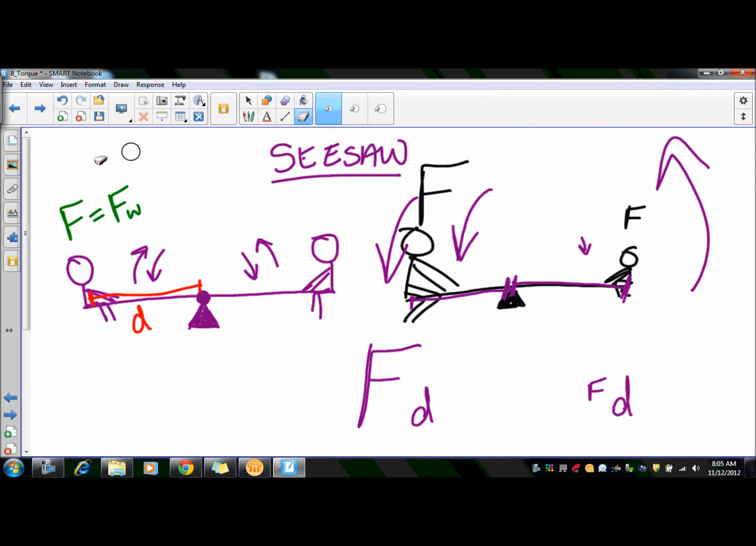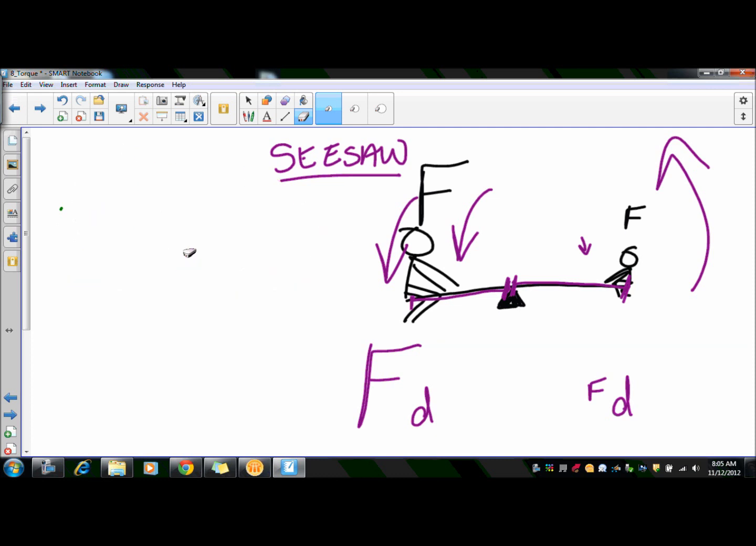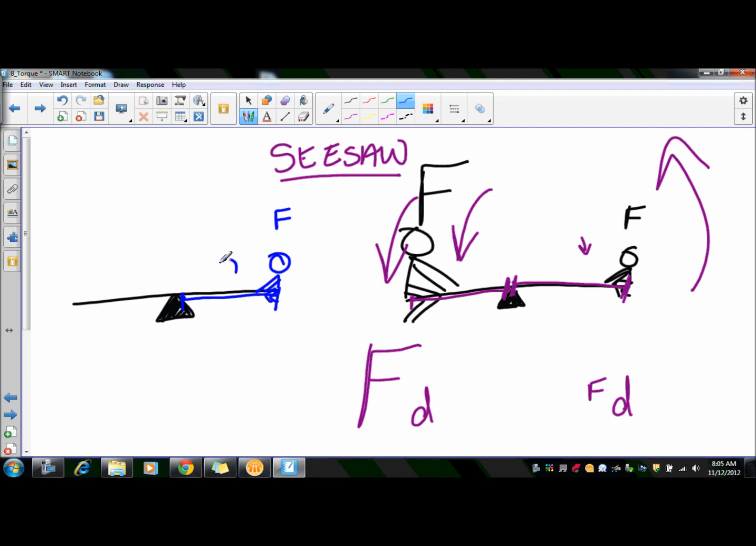And so what we're going to do is, since we can't change the weight, I mean, you can't just sit there and wait for your kid to get to the same weight as you, but what we can do is we can adjust where we sit. So if we have a little force, we need a big distance. So we're going to have our kid sit on the very end of the seesaw. So we have a little force and a big distance.